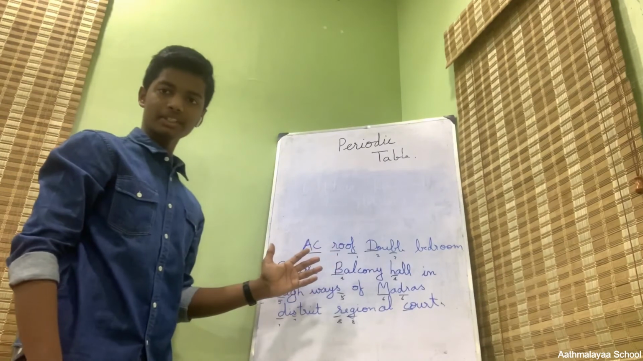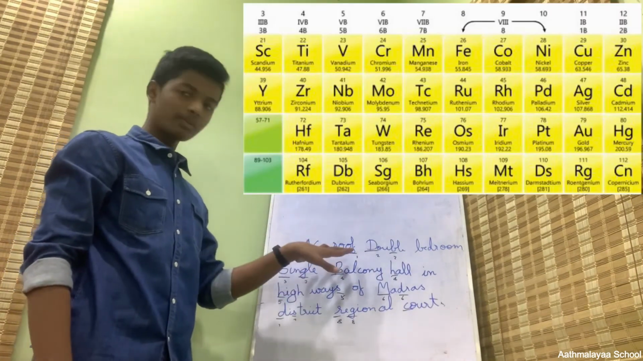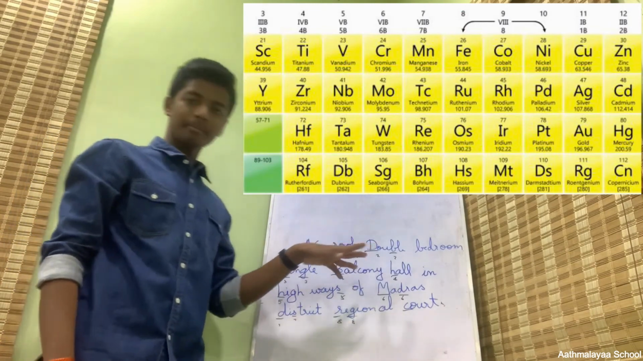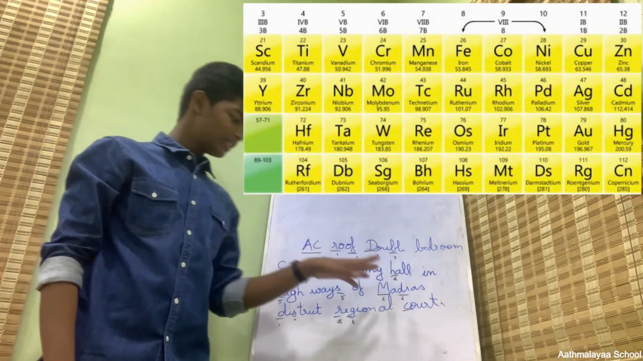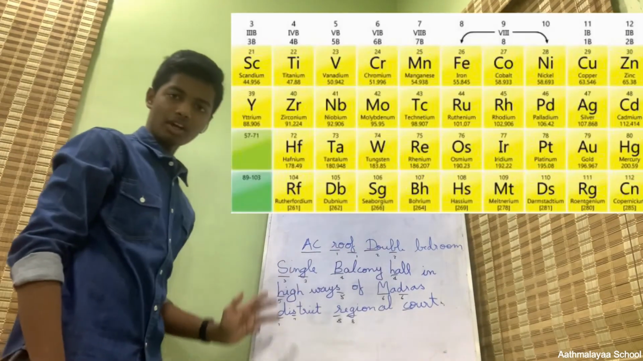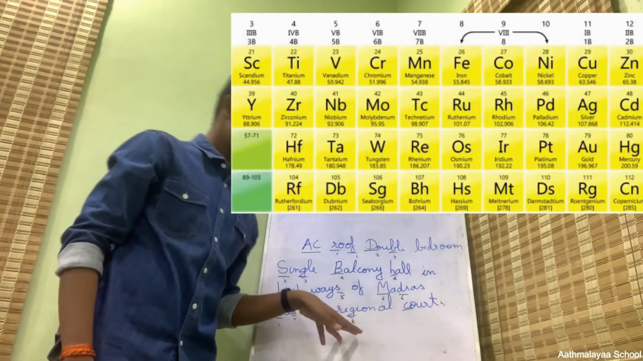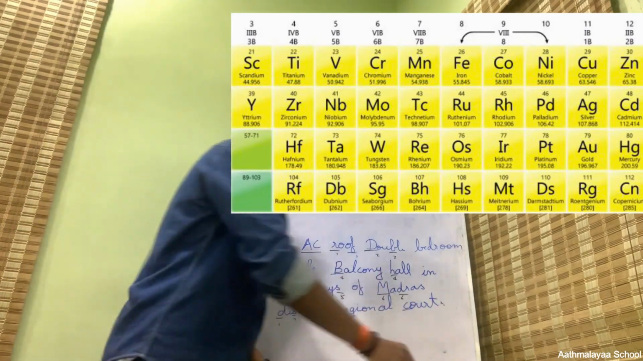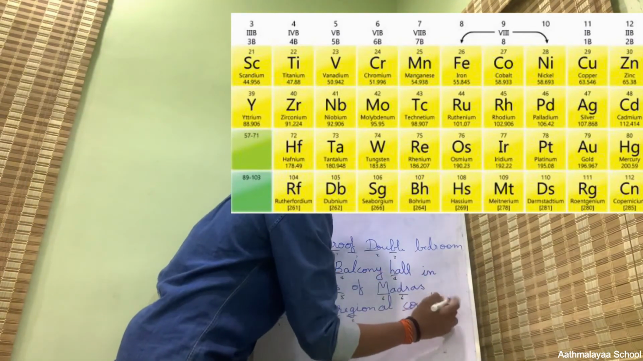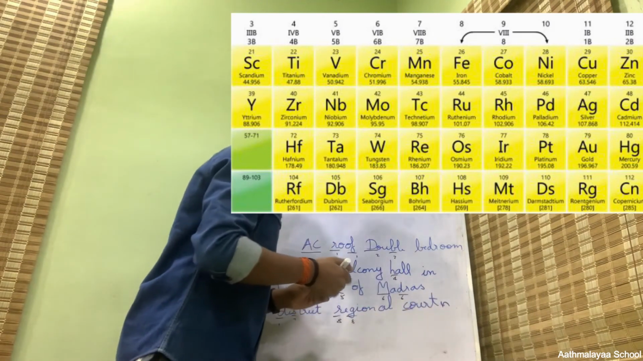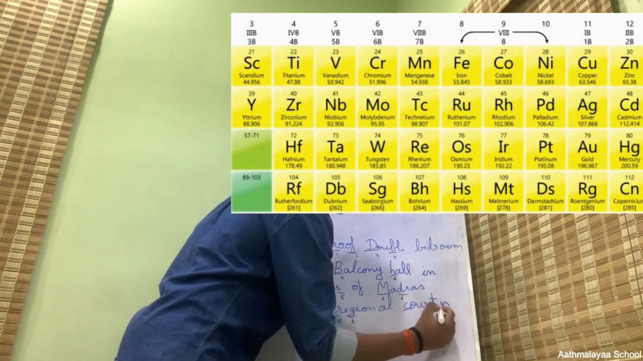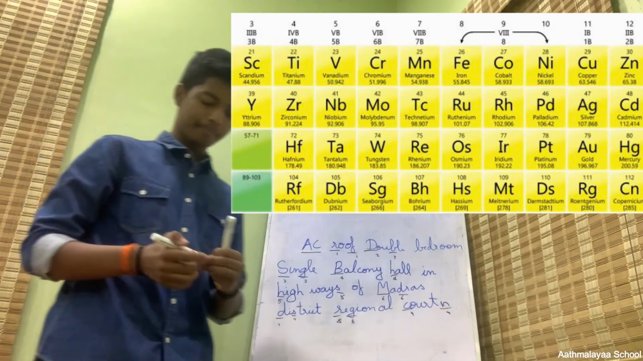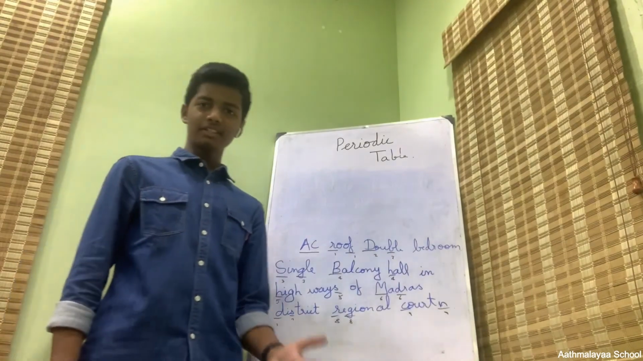The elements present here are actinium, rutherfordium, dubnium, seaborgium, bohrium, hassium, meitnerium, darmstadtium, roentgenium and copernicium. It is denoted as Cn, but here it is Cl, so we can just add N at the last. So it is copernicium. So guys, that's all about mnemonics.